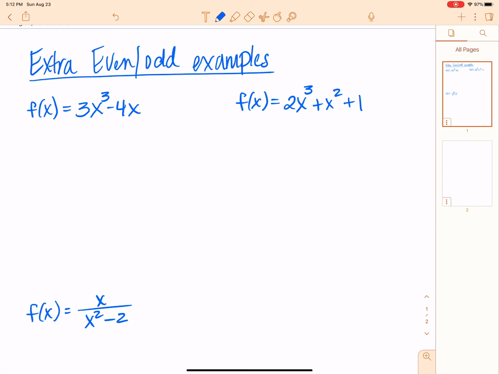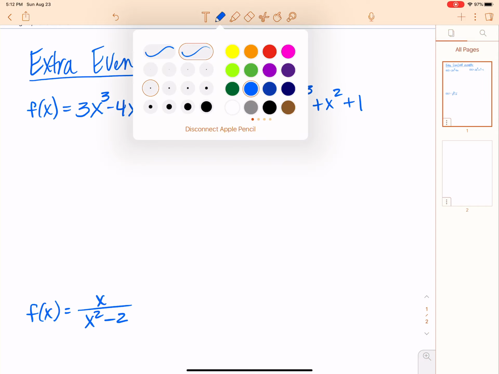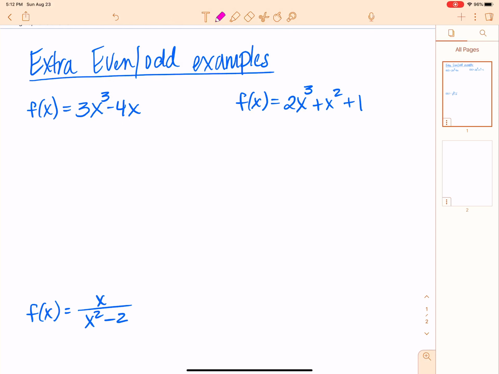Okay, pre-cal, if you need extra even and odd examples, I've written out a few here, so I will just work through these with you, and then maybe that will help clear anything up. So the way the question will be asked of you, you will be asked to prove whether or not the following are even, odd, or neither one. So how are we going to jump into proving that?